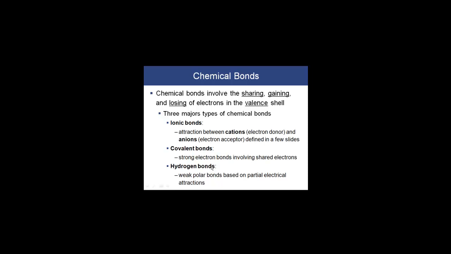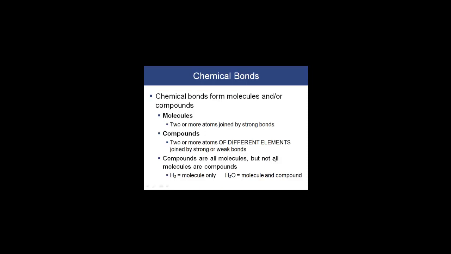Ionic bonding is the attraction between the cation, we'll define this term in a bit, and the anion. Covalent bonds is a sharing. It's a bond formed through the sharing of electrons, and we'll address hydrogen bonds when we get there. Alright, so why do atoms bond? Well, they do so to form molecules or compounds.